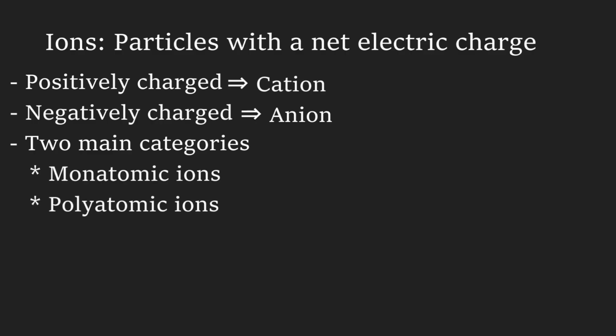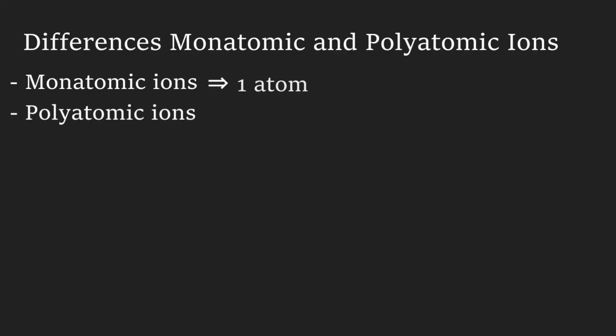As the names imply, the difference between the two is that monoatomic ions are made up of only one atom. Polyatomic ions, however, are made up of two or more atoms. These can be of the same or different elements. Both monoatomic and polyatomic ions have an electric charge, otherwise they wouldn't be ions.